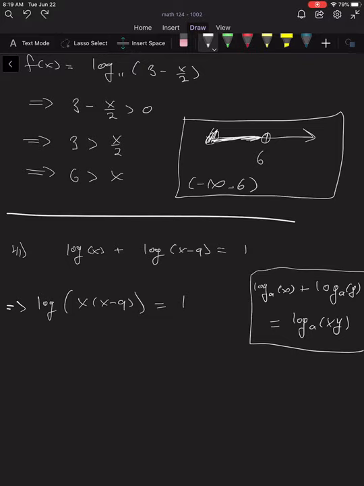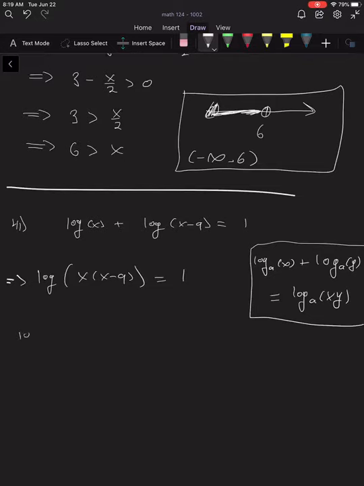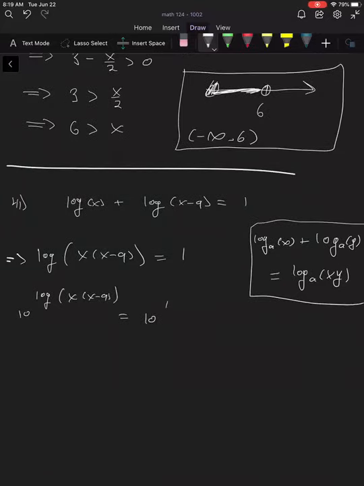So what we're going to do now is take 10 to the left-hand side is equal to 10 to the right-hand side, which is the same step as what we did in the previous problem. So we're going to do 10 to the log of x times x minus 9 is equal to 10 to the 1. Now on the left-hand side, remember this is a log base 10, so that 10 and the log are going to cancel. So all we have on the left-hand side is x times x minus 9. And on the right-hand side, we have 10 to the 1, which is just 10.